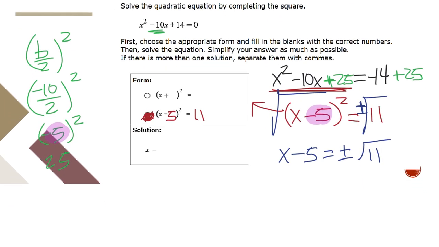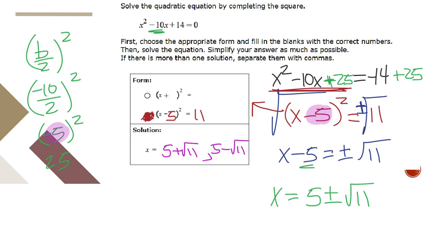So let's move this up just a little bit, because we're almost done. We just have to move this 5 to the other side. So x is equal to, add 5 to both sides, to get 5 plus or minus the square root of 11. Now, I want you to write that as two answers, like 5 plus the square root of 11, comma, 5 minus the square root of 11. So that would be the way you would write your solution.